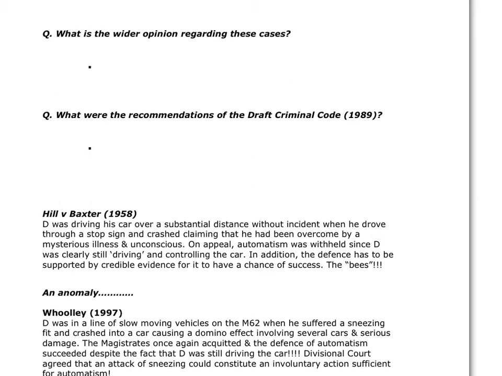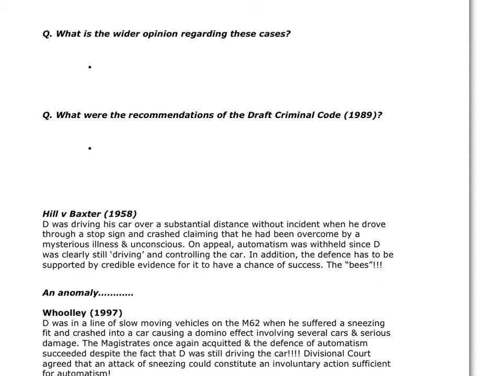Right, okay, last couple of cases then before we get to DDS, which is the same stuff on the insanity. Hill and Baxter. So this is another driving case. D was driving his car over a substantial distance without any incidents, but then he mysteriously drove through a stop sign and crashed. Now he claimed he had been overcome by a mysterious illness and was unconscious. Couldn't name the illness, didn't really know what had happened, but he'd just been overcome by something and he felt unconscious at the time. So this is more of a case to prove the evidential side of automatism.